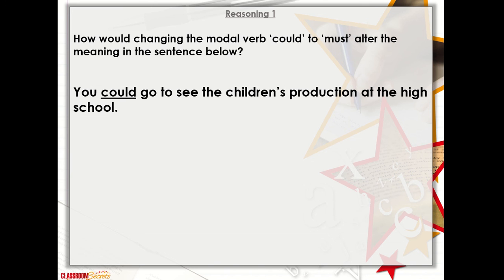Now, let's have a look at this one. How would changing the modal verb could to must alter the meaning in the sentence below? You could go to see the children's production at the high school. Well, could is one of those modal verbs which tells me that I could do it, but it's not certain that I will. It's a maybe. I must go. I've got to change it, so I must go. So I'm going to rewrite that sentence. And I could just put the word must in there. You must go to see the children's production at the high school. Let's have a look.